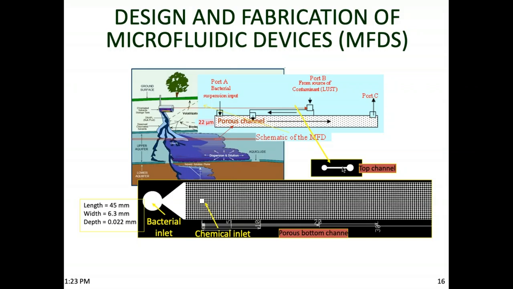This is a PDMS-based micromodel where we have a bilayer channel. The bottom channel has the porous media, and then I have a top channel here, which is bringing the contaminant. We did a tracer here, so we injected the tracer in the middle, and then we had bacteria coming into the bottom channel, and then we were using this contaminant, we were using this dye.